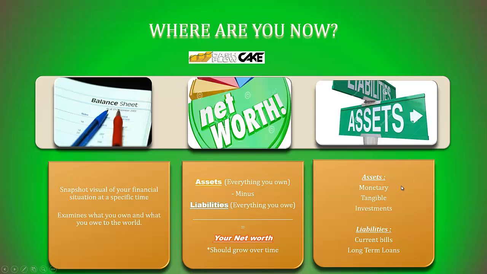So what are assets? We want to look at assets in different categories. We have monetary assets, tangible assets, and investment assets. Then we have our liabilities, which are current bills and long-term loans, and those are both considered liabilities. The first category of assets we might call monetary assets. Those things are practically cash. They're already cash, or they can be exchanged for cash very easily, and we like to call that liquid assets if you're in accounting by any chance.